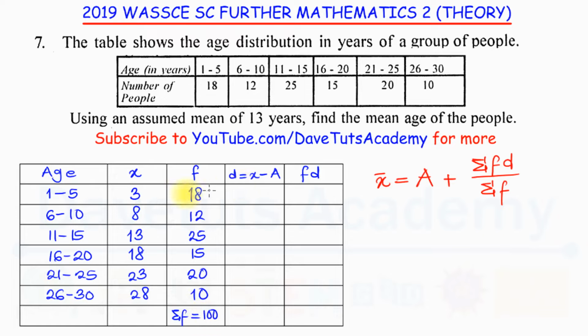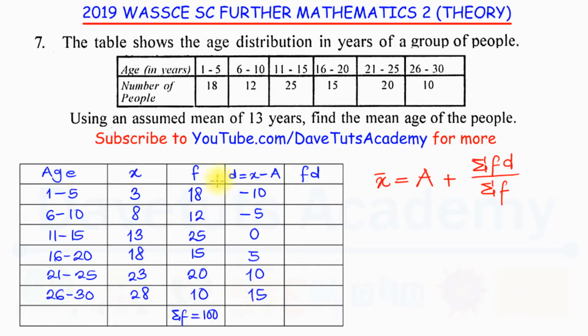So to get our deviation, it is the class mark, this column, minus the assumed mean that we are given as 13 years. So that's what we are going to be doing. Students, don't make the mistake of using frequency to subtract. Okay, it is the class mark x. So 3 minus 13, that will be minus 10. Okay, 8 minus 13, that will be minus 5. 13 minus 13 is 0. 18 minus 13 is 5. 23 minus 13 is 10. And 28 minus 13 is 15. You can also see that there is a consistency to this particular value.